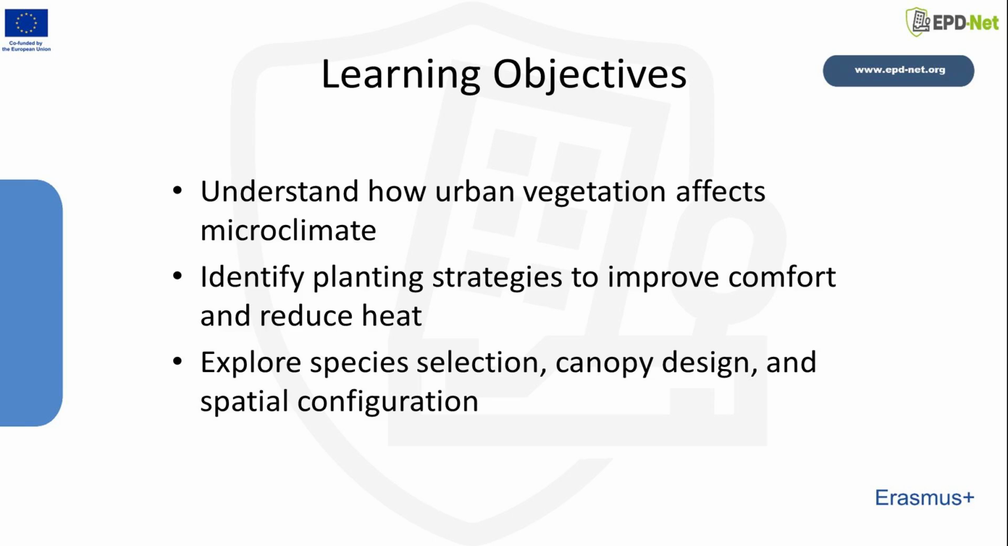The aim of this lecture is to understand how urban vegetation affects microclimate. Research has proven that urban vegetation is significant in mitigating the heat island effect and improving human health. You will be able to identify planting strategies to improve comfort and reduce heat. The urban tree configuration, especially vegetation, is a critical landscape element that actively cools the environment through evaporation and transpiration.